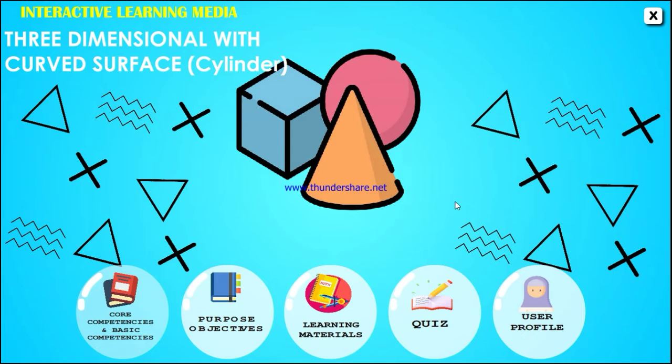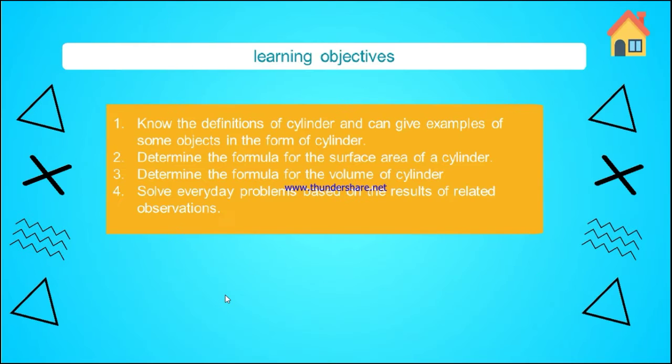After that, purpose and objective. Learning objectives: 1. Know the definition of cylinder and can give examples of some objects in the form of cylinder. 2. Determine the formula for the surface area of a cylinder. 3. Determine the formula for the volume of cylinder. And 4. Solve everyday problems based on the result of related observation.